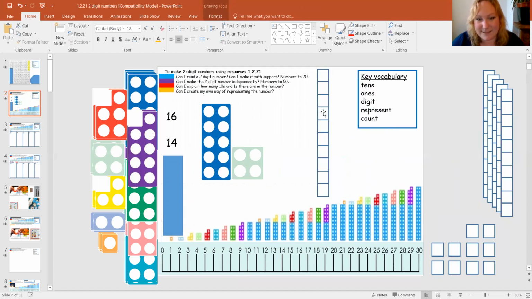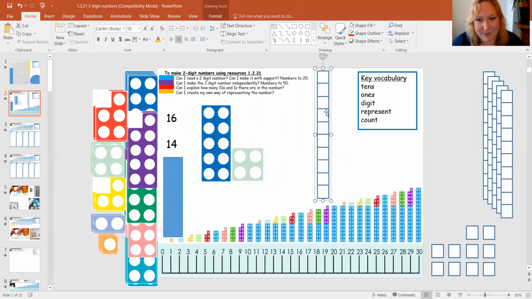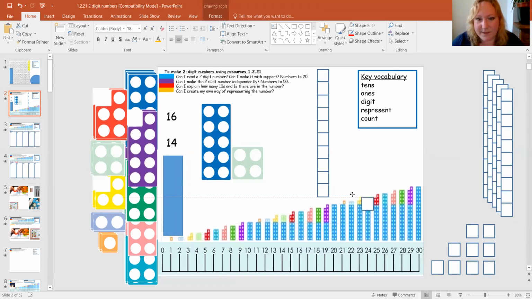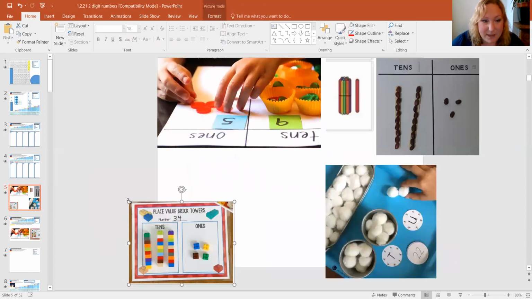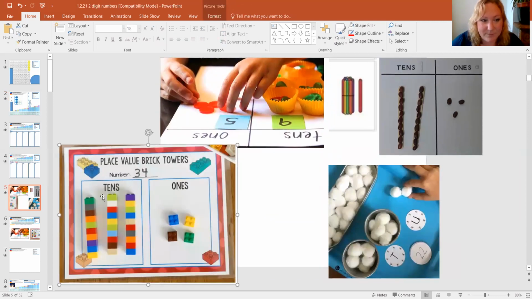Remember, how many is this? Don't need to count it all. How many was it? 10. How many ones do I need? 4. 1, 2, 3, 4. If I was going to make 14, maybe using Lego, then maybe I would use one of my 10, we should call them towers that I've made, and 4 ones. How are you going to show your numbers?